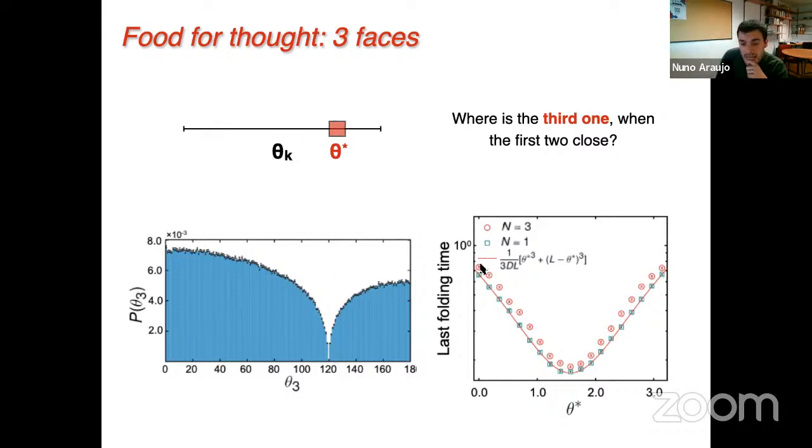And what you can see here is that if you do the approximation of saying that it is a uniform distribution of the third angle when the first two meet, we will be underestimating the last folding time. So somehow the last folding time is higher than the one that you would predict by assuming a uniform distribution. This is something that we don't know yet, for example, how to calculate. And this is just one example of several open questions that we have related to this problem.